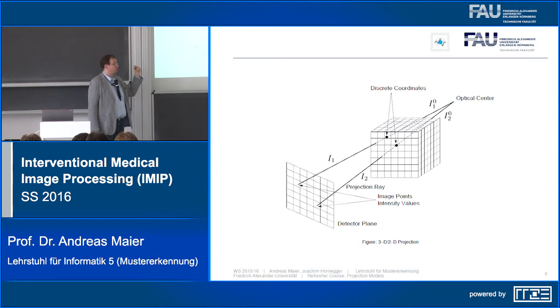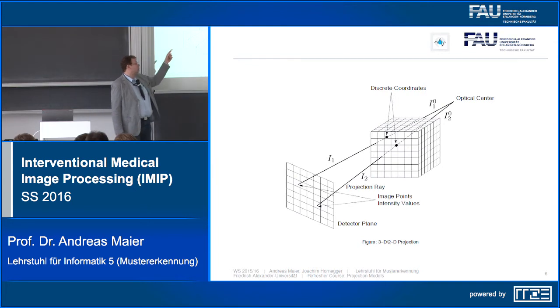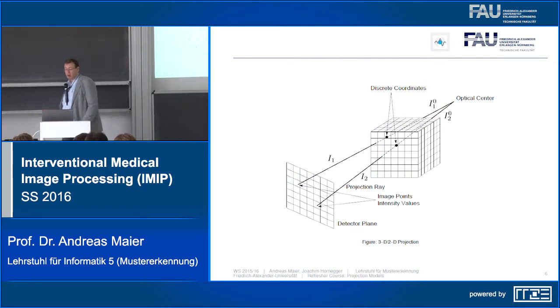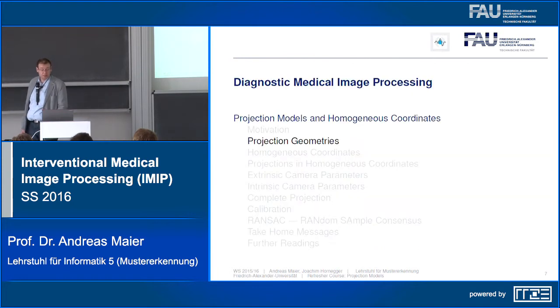and to figure out the parameters that we actually need to describe a relation between the volume coordinates and the detector coordinates. So we want to be able to figure out how we can compute, from a given world coordinate point, the position on the detector that it is projected to. This is the main goal that we want to figure out today. And after we found the model, we will talk about how we actually can compute the model parameters.